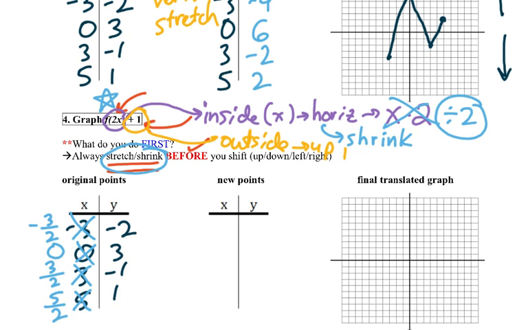All right, now that one's done. How about we go over here and work with the y's? Now we said the y's is going to go up, which means you're going to add 1. So -2 plus 1, 3 plus 1, -1 plus 1, and 1 plus 1. So ready? Here's our new points. -3 halves, comma, -1. Just reading straight across.